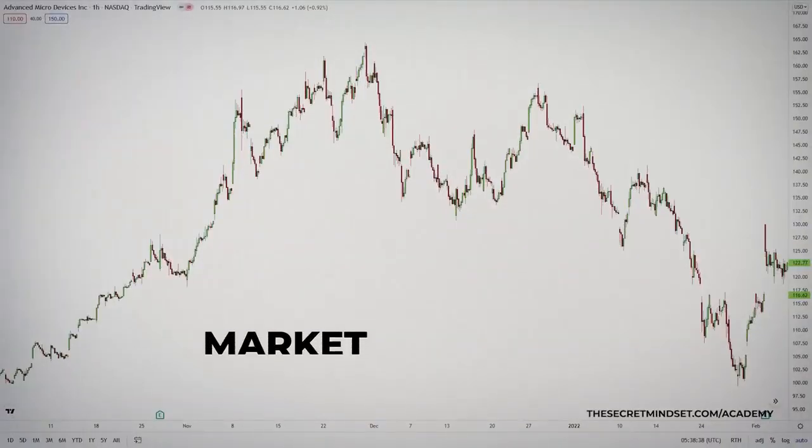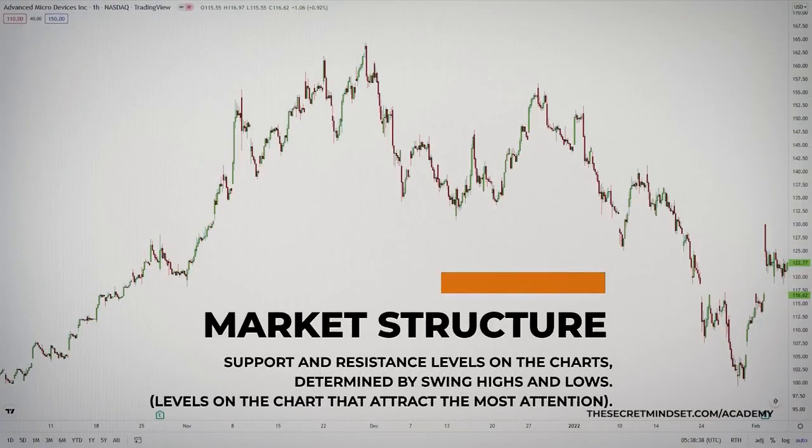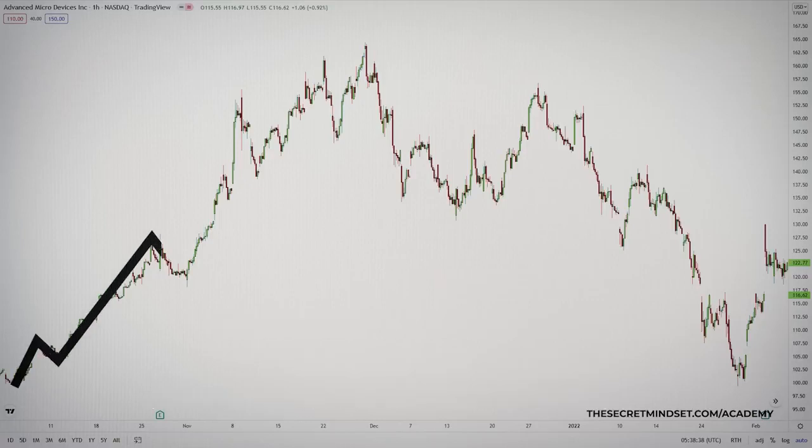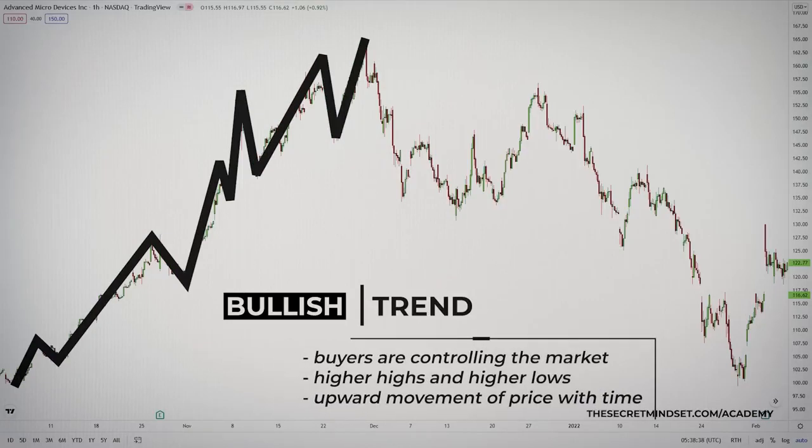Market structure is simply the support and resistance levels on your charts, determined by the swing highs and lows. These are the levels on your chart that attract the most attention. When the market is in a bullish trend and buyers are controlling the market, you will see higher highs and higher lows. There is a strong buying pressure. This results in the upward movement of the price with time.